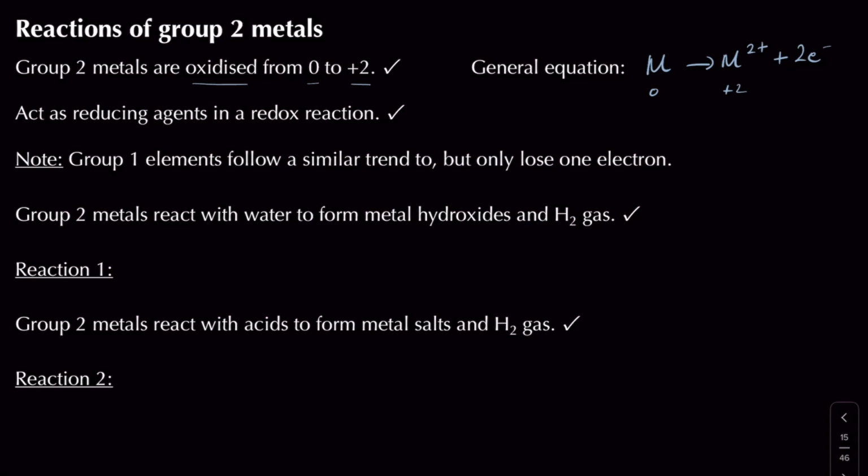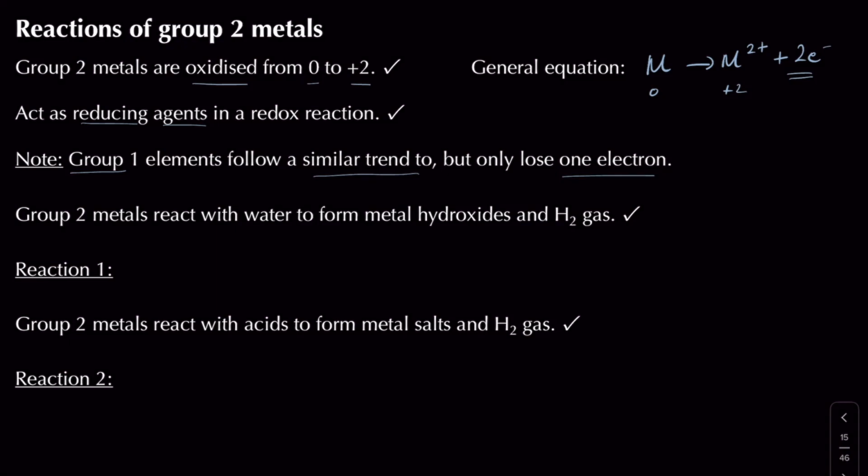So these electrons are going to be gained by something else in the overall redox process. That's why we can call them reducing agents, because while our group 2 metals are being oxidized, something else is being reduced. They're aiding the reduction of something else. Now, if you look at our group 1 elements, they follow a similar trend, similar reactivity, but the only difference is that they lose 1 electron rather than 2 electrons as before.